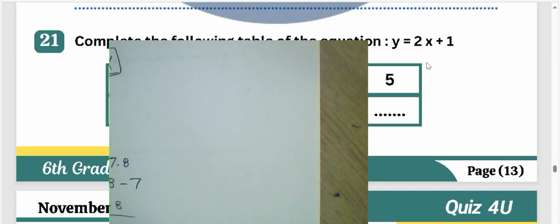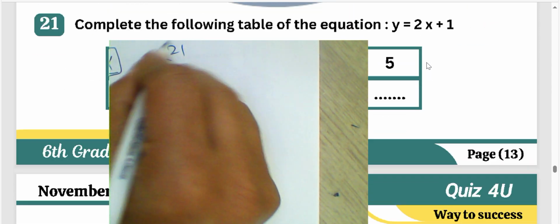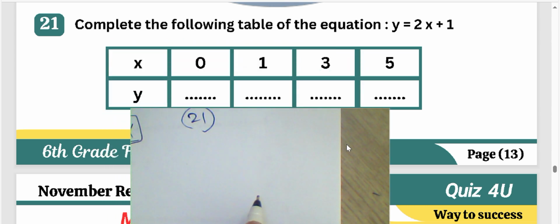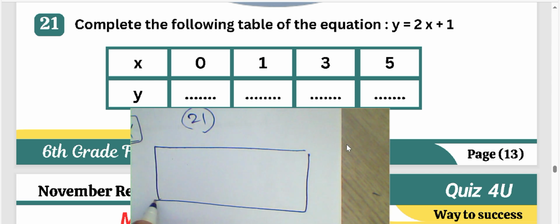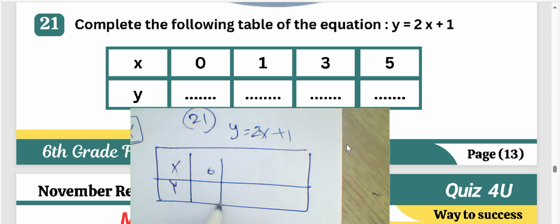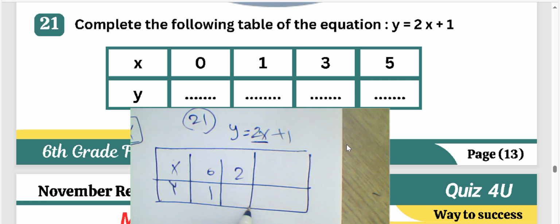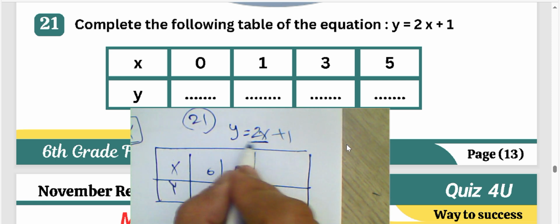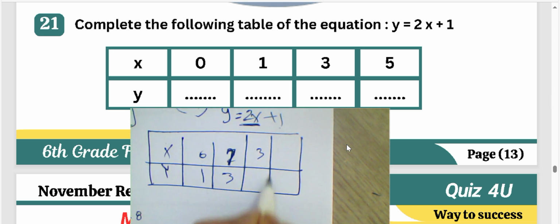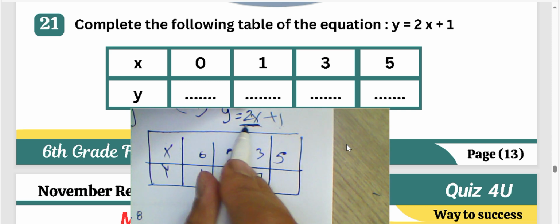Next question, number 21. Complete this table. We have x and y equal to 2x plus 1. Put x equals 0, 2 times 0 is 0, 0 plus 1 equals 1. Put x equal to 1, 1 times 2 is 2, 2 plus 1 is 3. Put x equals 3, 2 times 3 is 6, plus 1 equals 7. Put x equal 5, 2 times 5 is 10, plus 1 equals 11. Okay, it's the last question.